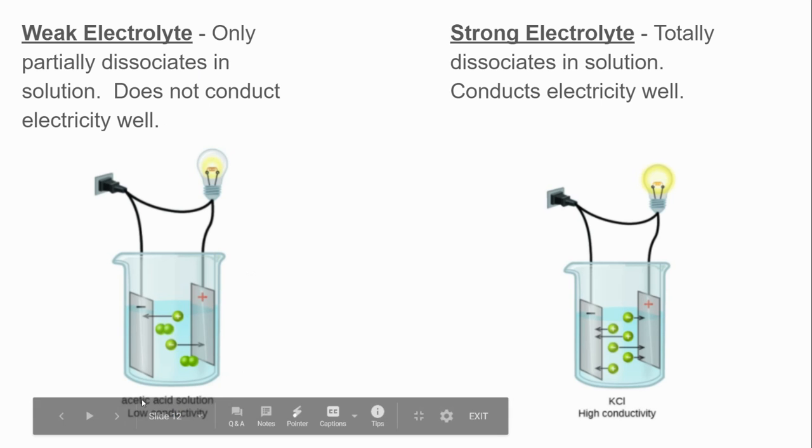So they're relatively similar. Since they're relatively similar, not all of them break up into ions. We call that a weak electrolyte. Not all of them break up.